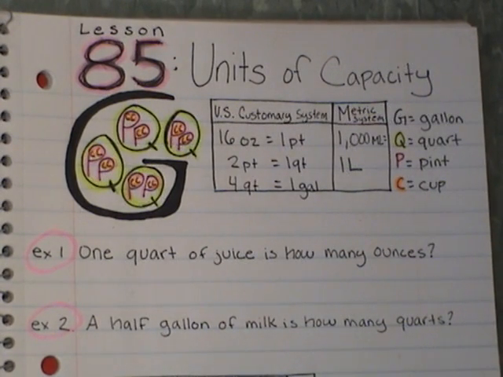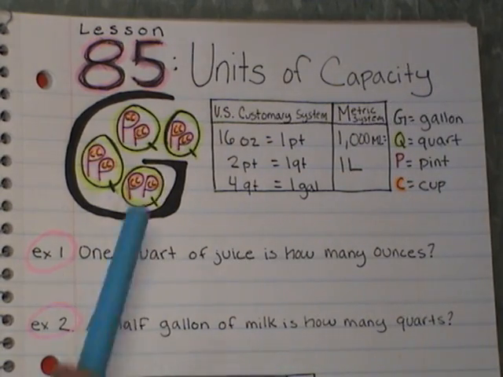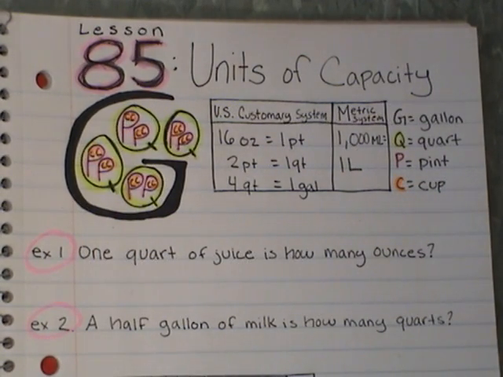Alright, so tonight's lesson is lesson 85, which is units of capacity. And if you notice, I'm sure you've seen this before. We had it up in our room last year, and it is a good example for the units that we're using. When we buy milk, water, or fruit juice at the store, we're buying a quantity of a liquid. In the U.S. customary system, liquid quantities are measured in ounces, pints, quarts, and gallons. In the metric system, liquid quantities are measured in liters and milliliters.